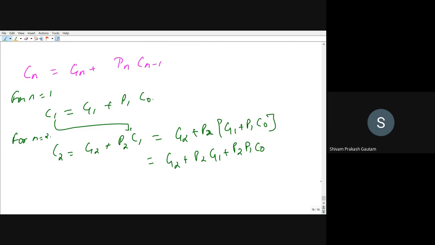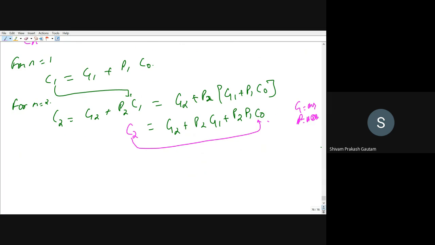Just pay attention that this C2 is now not dependent on C1, which it was earlier in the case of the parallel adder, while we were doing the 4-bit parallel adder. Whereas if you see here, C2 is only dependent on C0, which is the carry input from the previous stage, and G2 and P2 are nothing but G is AB, and P is A XOR B for that particular stage, right?